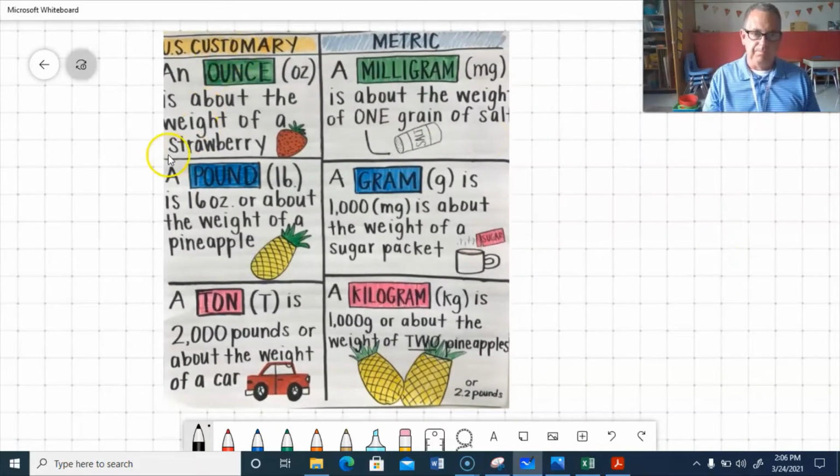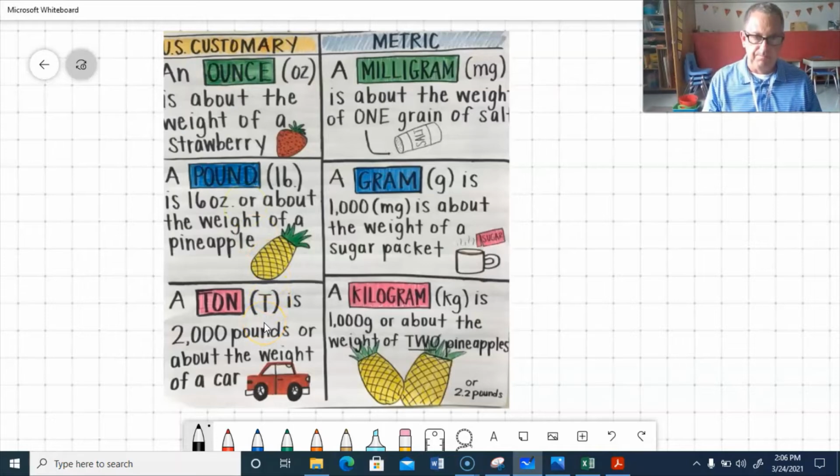weight and mass now. For weight, customary, the first one I'm talking about is ounces, and saying a strawberry would be about an ounce. Another thing I've heard used as an example of an ounce is a piece of bread, 1 piece of bread. And the next one's a pound, and right here it says a pineapple weighs about a pound. And along with the slice of bread being an ounce, a loaf of bread is typically going to be about a pound because there's usually about 16 slices of bread in a loaf.